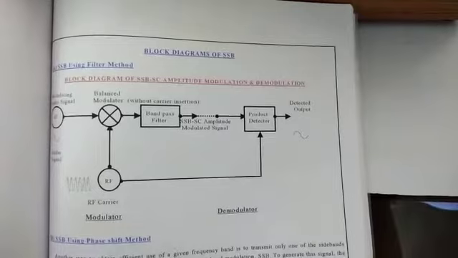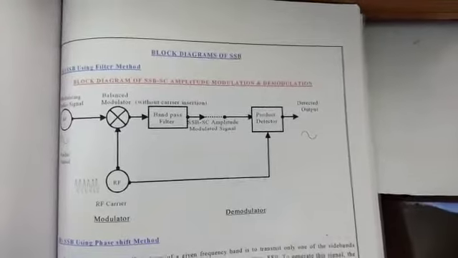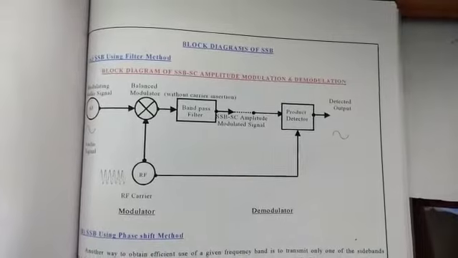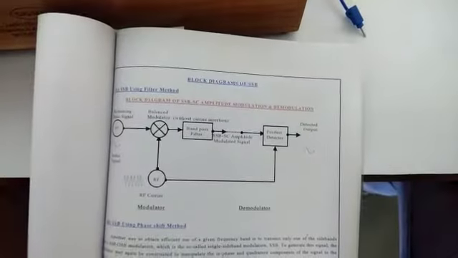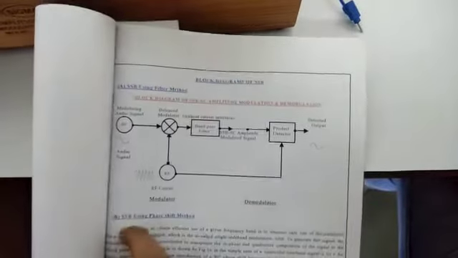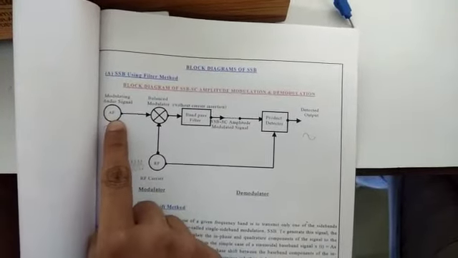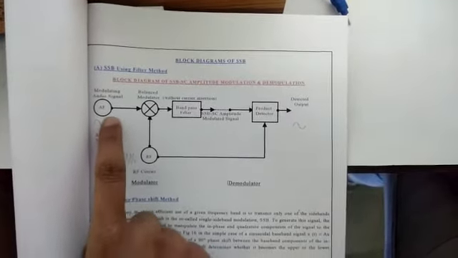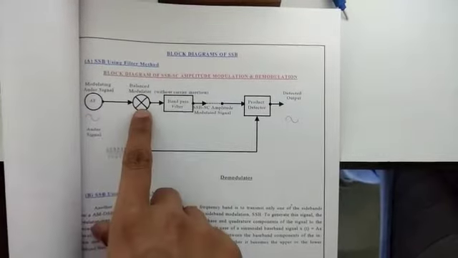So in this method, this is the block diagram, the filter method of SSB. The basic concept of SSB is that we have to suppress one sideband as well as the carrier. So first we will be generating a modulating signal of audio frequency. It is called an audio signal, and it is basically sinusoidal in nature. We are generating it using an audio generator and feeding it to the balance modulator.